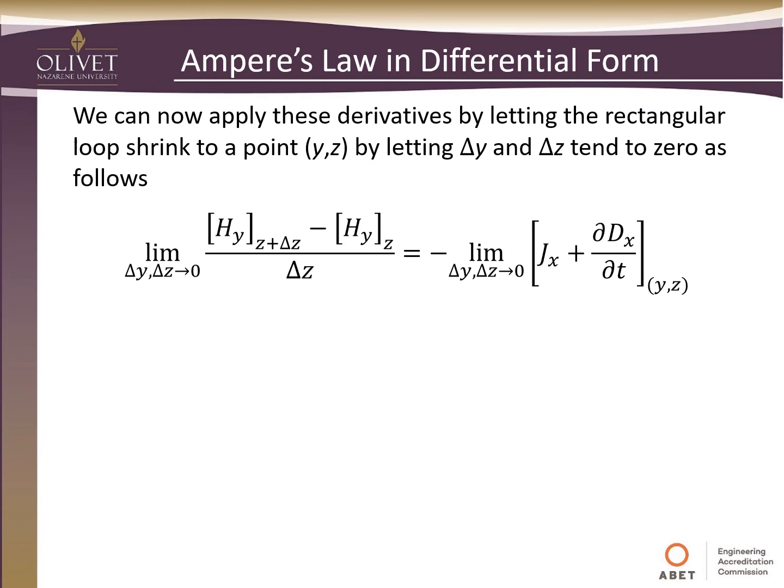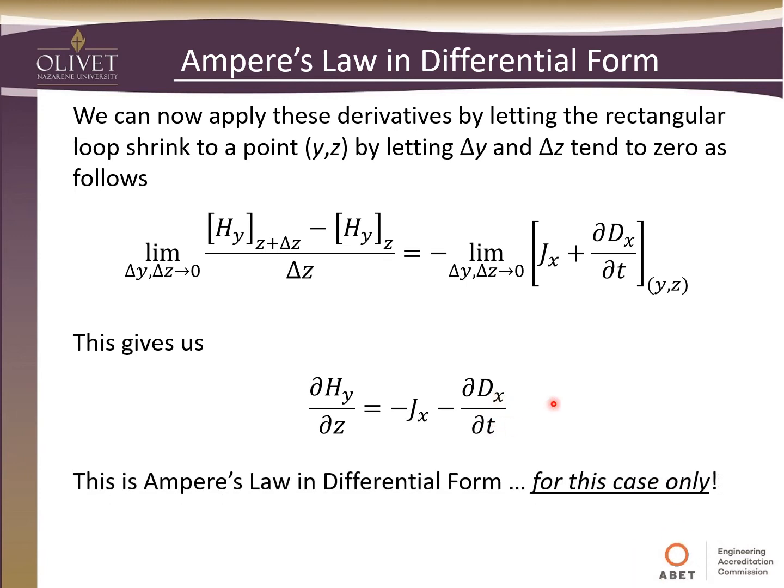And so when we do that, this is the basic form of the derivative. And so this gives us finally the partial of the magnetic field with respect to z is equal to our total current minus the time derivative of our displacement current. Again, so this is Ampere's law in differential form, again, for this very specific case only. We'll look at the general form next slide.